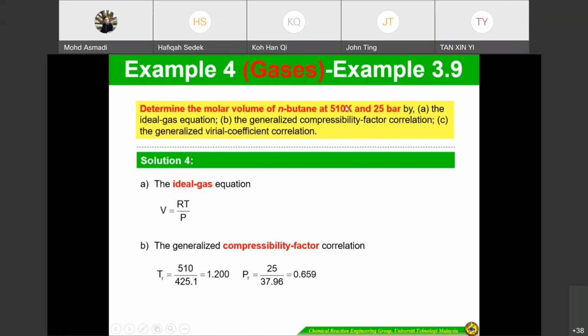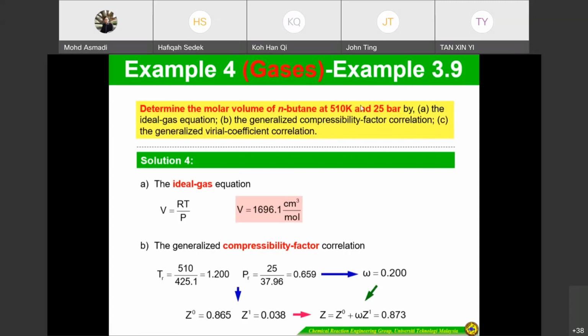If you look here, of course at 25 bar the ideal gas equation is not applicable because the pressure is too high. Once you calculate V equal to RT over P, you can get the answer, V 1696.1. But if you use the generalized compressibility factor, you have to determine omega, and also you have to do the interpolation. How to do the interpolation from TR and PR?